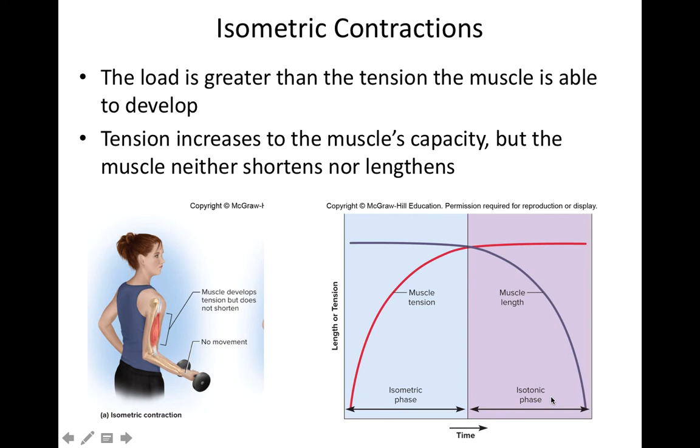Now, this is assuming that you can pick up the box. If you can't pick up the box because it's filled with steel or something like that, then you're going to stay in an isometric phase, just like me trying to pick up my car. It's not going anywhere, okay?